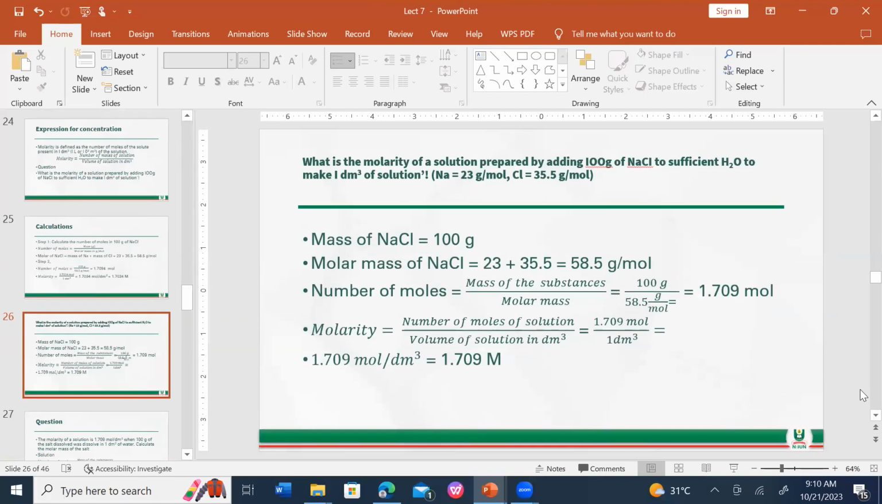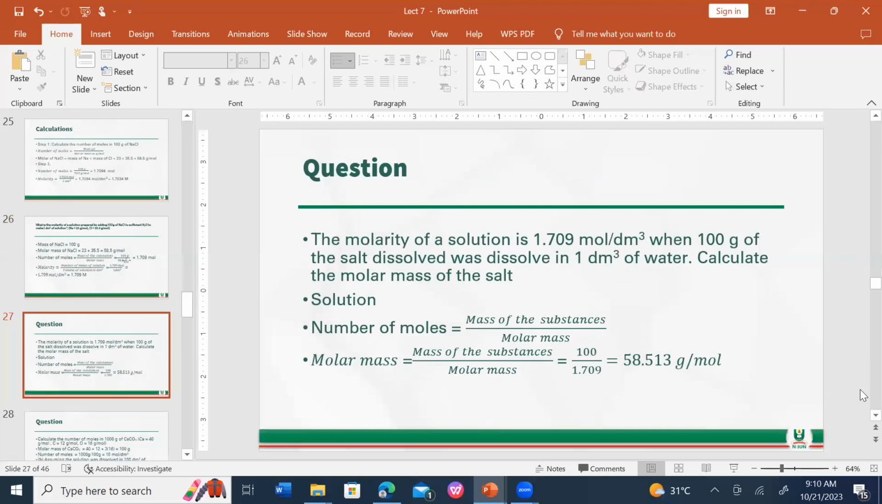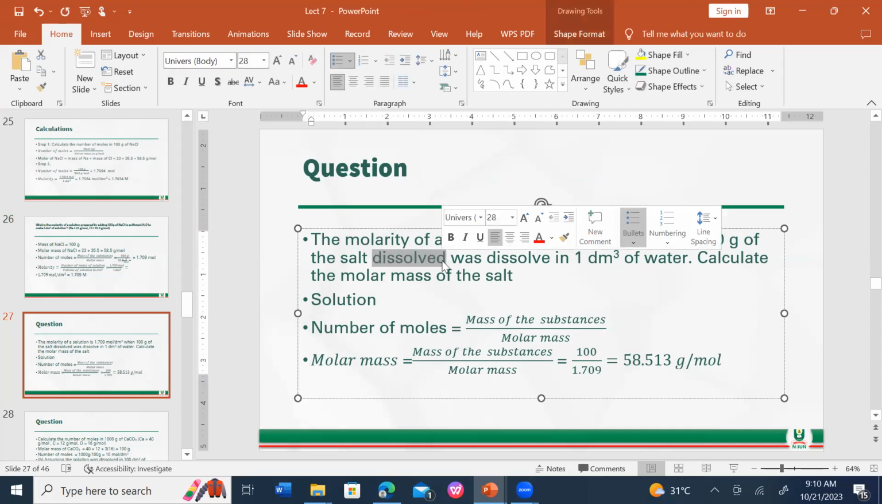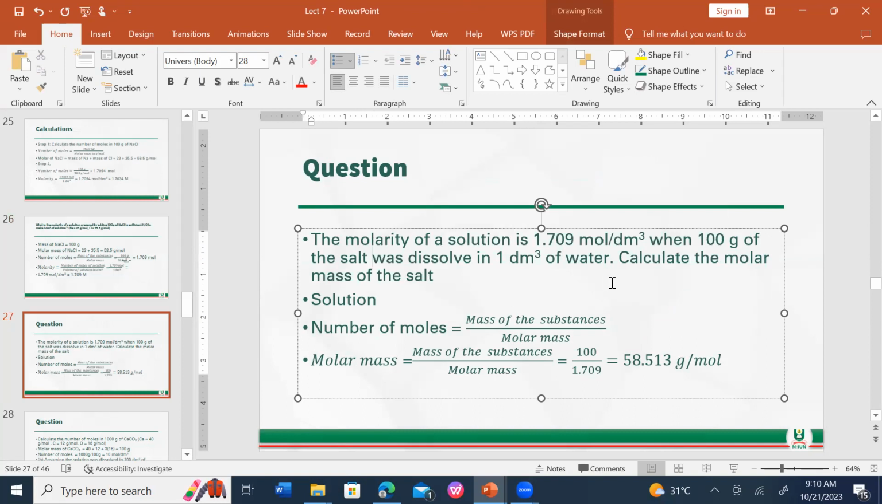So the working is shown here as I've expressed them there. Question: the molarity of a solution is 1.709 mole per dm cube when 100 grams of the salt was dissolved in 1 dm cube of water. Calculate the molar mass of the salt.